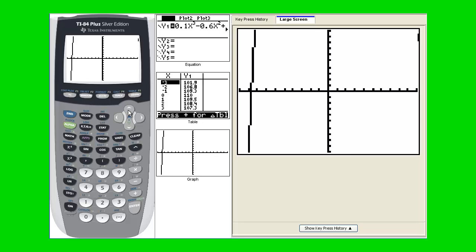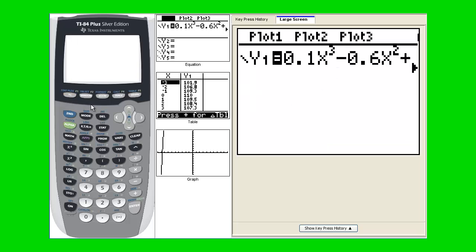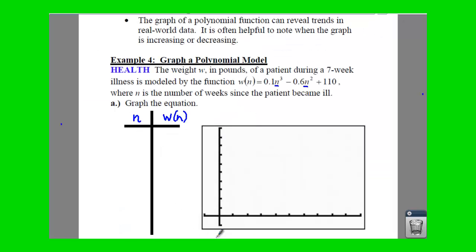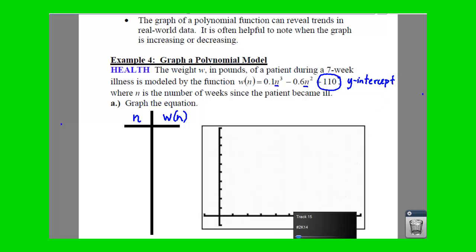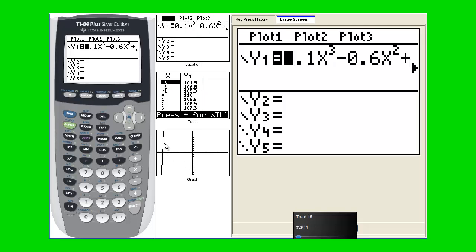Here's our graph. Where did our graph go? Oh my goodness gracious. Well, this one goes from 0 to 10. If you look at your equation, this 110, isn't this your y-intercept? So you have to keep that in mind anytime you're trying to find something on your calculator. So what we can do is change our window. We don't care about these negative weeks. It doesn't make sense to go back weeks.